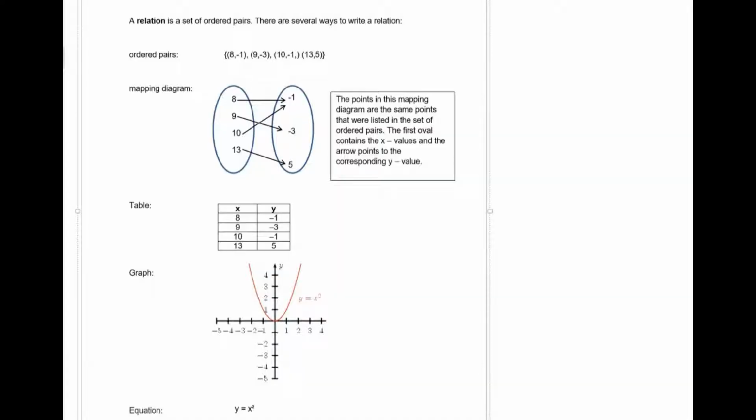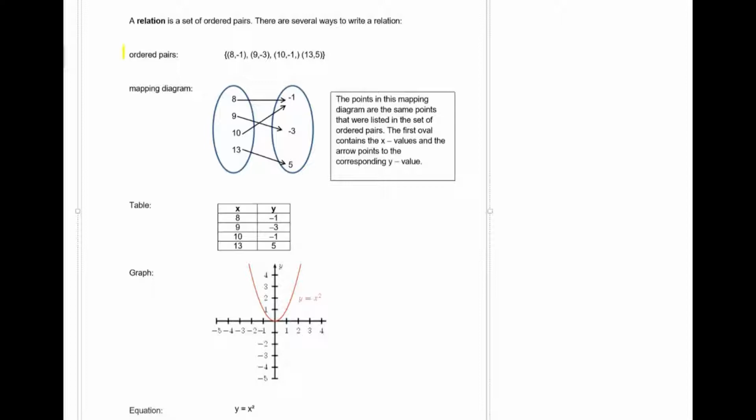Okay, we're going to be looking at mathematical modeling today with functions. And we're going to start off by looking at relations, which is a set of ordered pairs. And there are several ways that we can write relations. We can write them in set notation with ordered pairs. We could draw a mapping. We can have a table, a graph, or an equation.